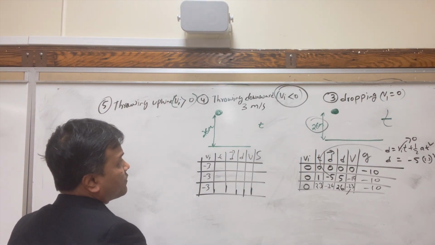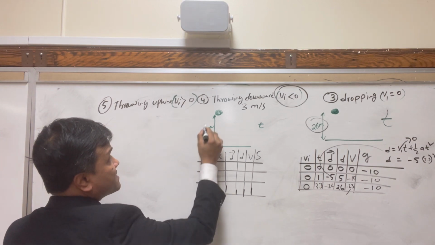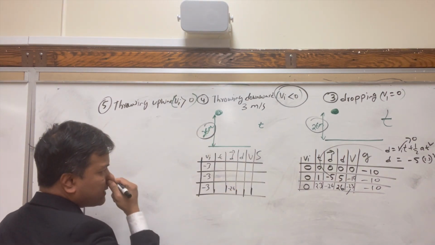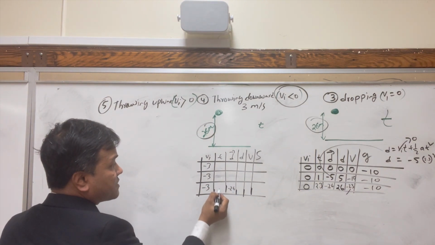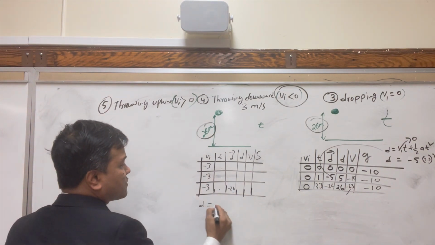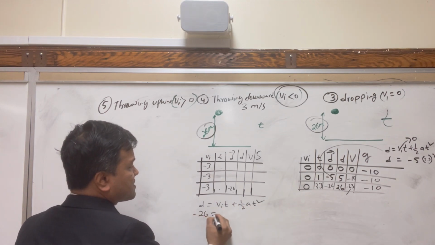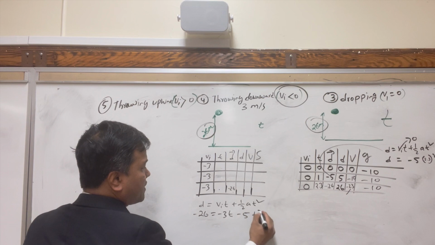I want to give you this one also, 26 meters. So I'm going to write negative 26 meters. So you have to find the time at negative 26 meters. How can you do that? d is equal to vit plus half at squared. So this is negative 26 equals negative 3t minus 5t squared.